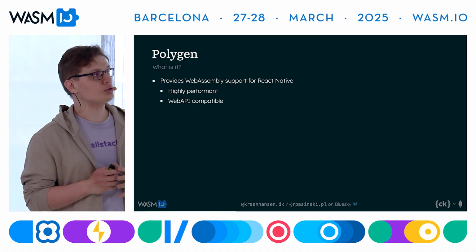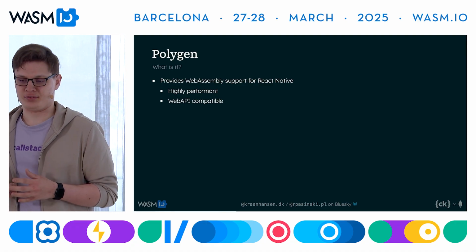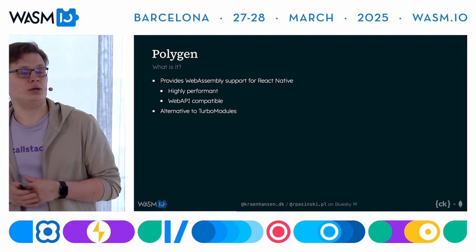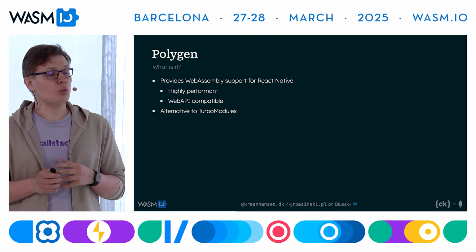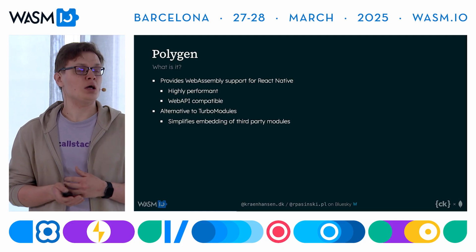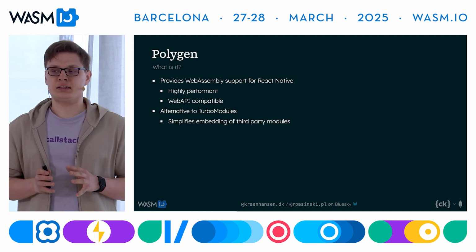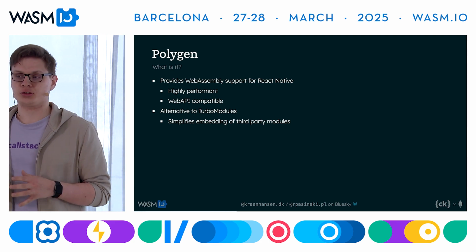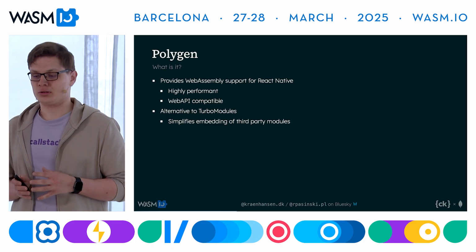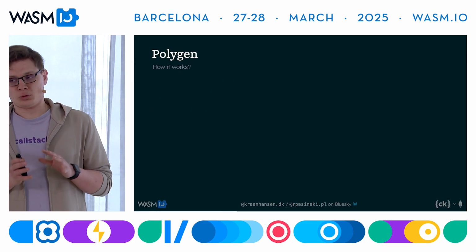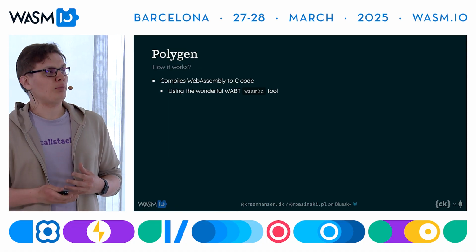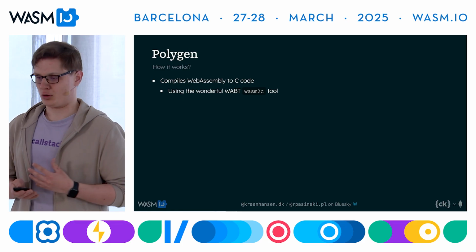Polygen is our new approach to running WebAssembly in React Native. It's a highly performant solution that uses CodeGen. More on that in a few slides. It is compatible with Web API, which brings us closer to truly universal applications. It can be seen as the alternative to TurboModules I mentioned, and it simplifies embedding and consuming of third-party modules a lot. So we are more focused right now on using WebAssembly as a canonical ABI, but there's much more to it we are still about to explore.